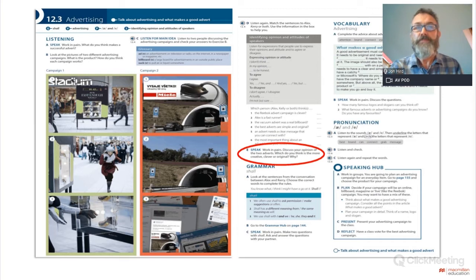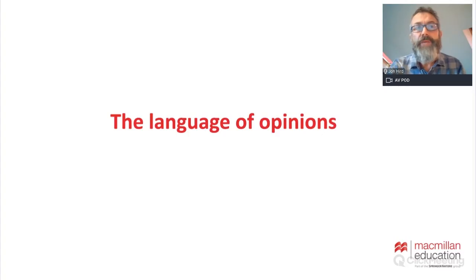If we look in the bottom right, we've got the speaking hub. Okay, that is the kind of culmination of the spread, where the students design their own advertising campaign for some products, and the process of designing their campaign also should activate and require some opinion language. Okay, so that's sort of an example of how we've approached it in the book. So that leads on to the next section. What is the language of opinions?